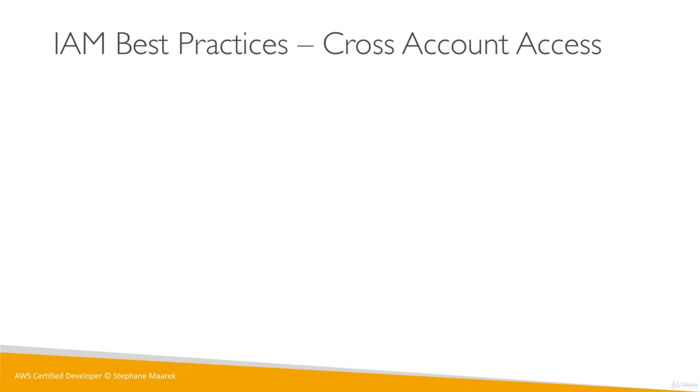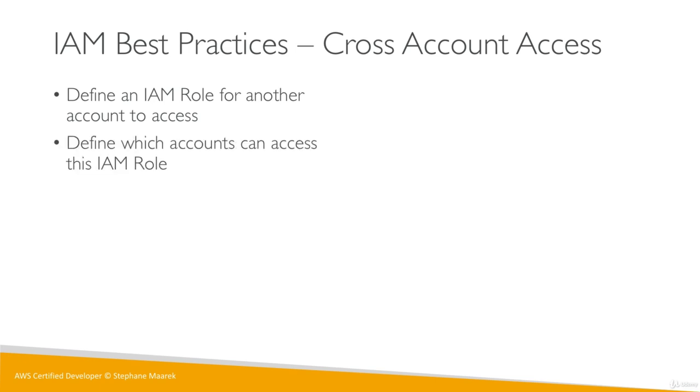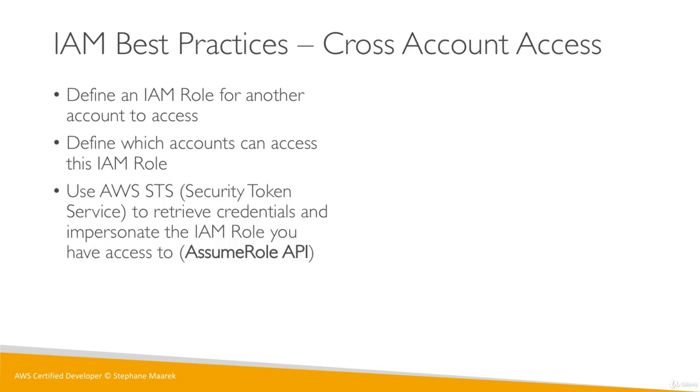Now, cross-account access. So this is the one thing I really haven't mentioned in this course. If we're doing cross-account access, you need to define an IAM role for another account to access. So you create an IAM role in your account, and then you define which accounts can access this IAM role. So you only specify, for example, your friends' accounts can access it. And then use something called STS, which stands for Security Token Service, to retrieve credentials and impersonate the IAM role you have access to. And the API is called AssumeRole.